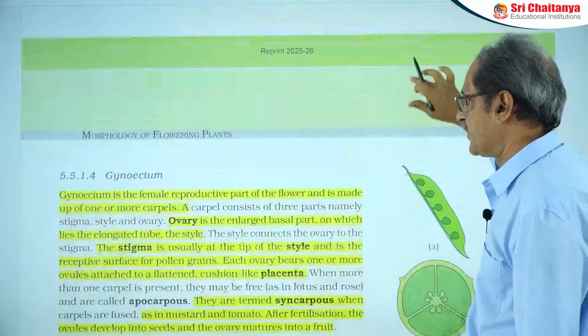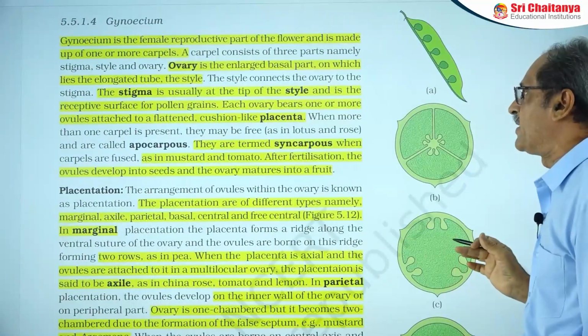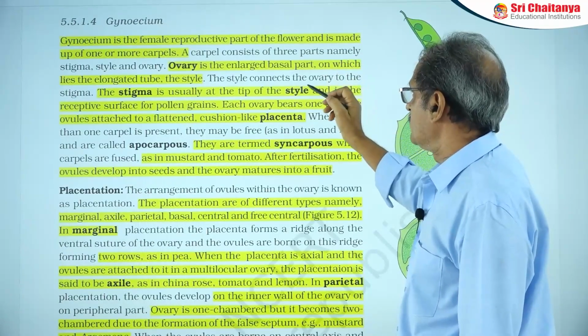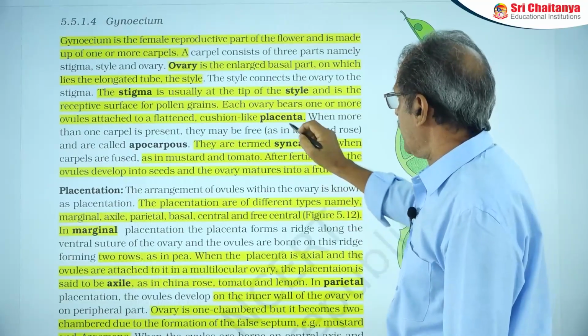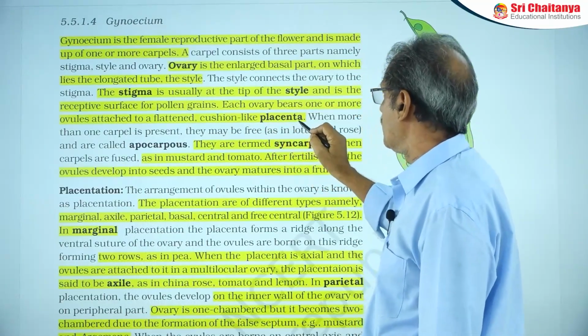So the next one is the gynoecium, the last whorl. Carpels: already I gave the parts of the carpel, stigma, style and ovary. That is 3. And the placenta: the ovules are attached to a flattened cushion-like placenta in the ovary.